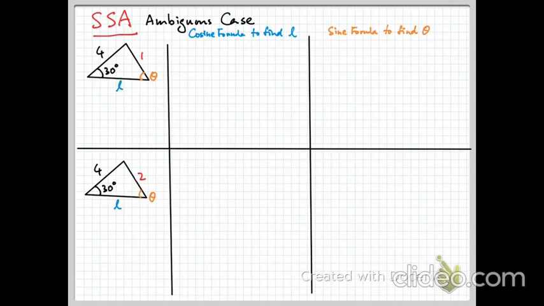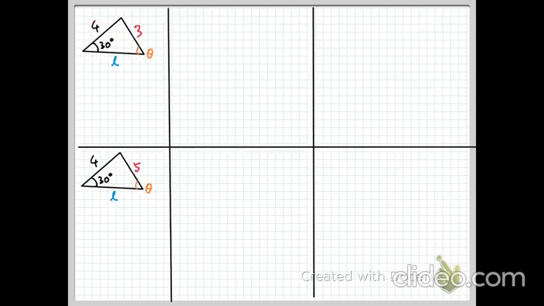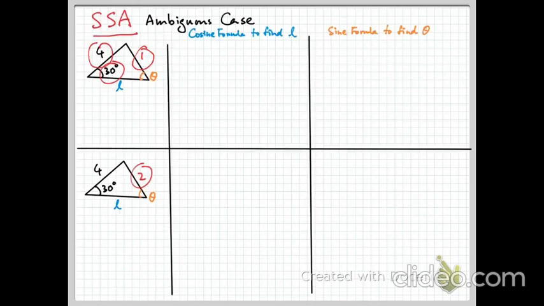Because there are many outcomes in the ambiguous case, let me review all these outcomes one by one. So now there are four cases. We have the 4, the 30 degrees, and the other side. I will change this one to 2, 1, 2, and then 3 and 5 in the next situations, and see what will happen if you change the red number along different examples.